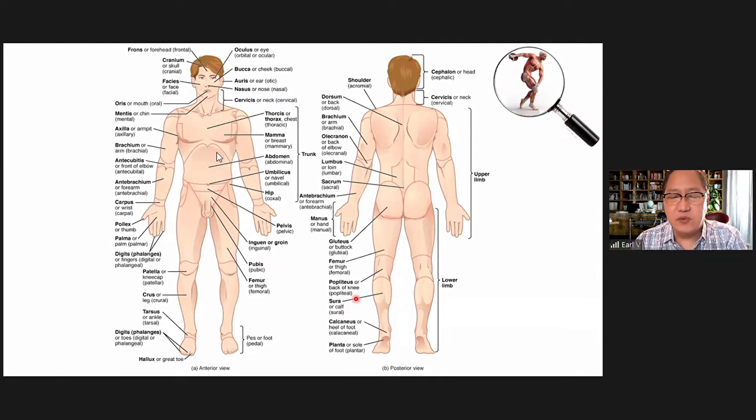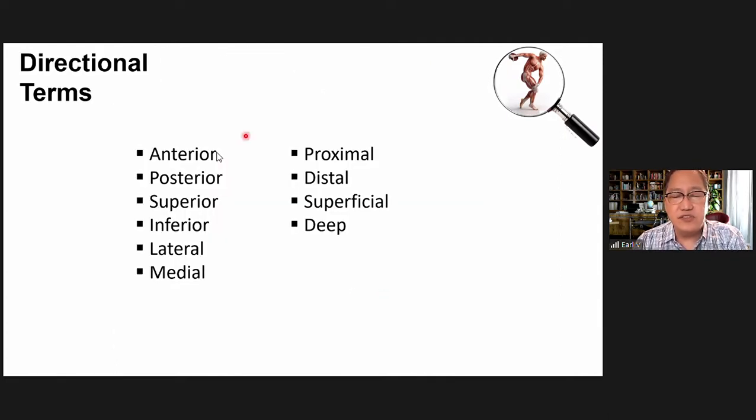When you make a history, you have to learn all this. So there's such thing as directional terms, anterior, going posterior, going superior, inferior, whereas lateral, medial, if you're not familiar with anatomical position, pwede tayo malito. I want you to really commit these terms to memory to avoid confusion. When you make a history PE, you should know this by heart.